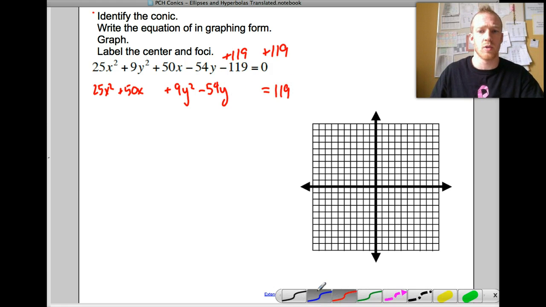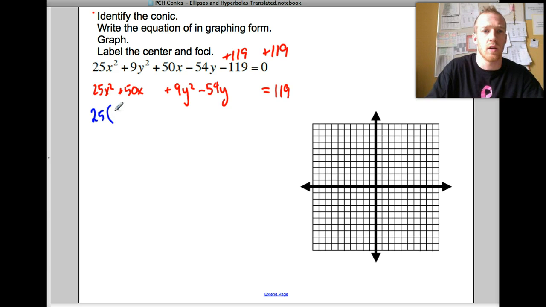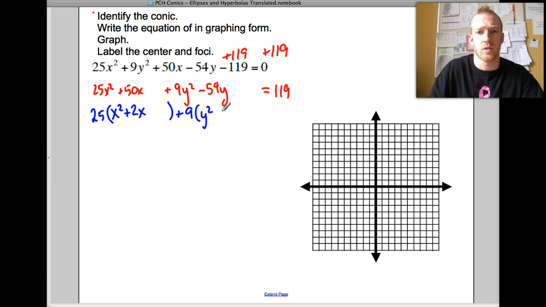Now to complete the squares, you can't do that until the coefficient is 1. So you've got to factor out this 25 here, which leaves you with x squared plus 2x. And you've got to factor out this 9 here as well. So that's plus 9 factored out is y squared, and 9 times 6 is 54, so minus 6y. Notice I left the space for completing the square.